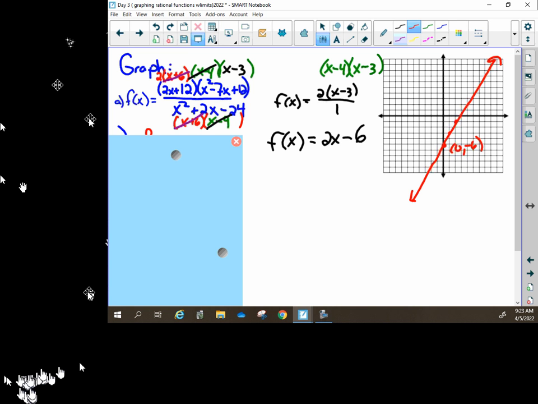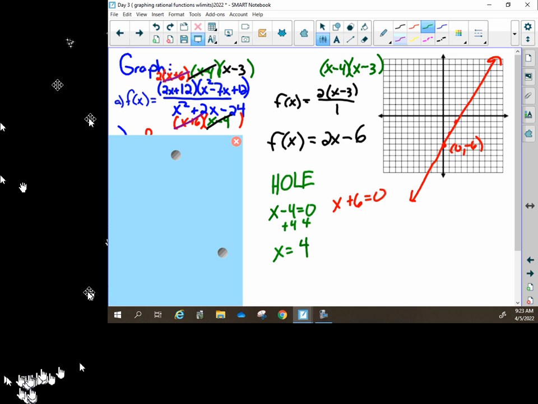But what's the biggest thing you're always going to forget? The hole. Okay, one of the holes that we have is at where x minus 4 was equal to 0. Another one of the holes that we have was where x plus 6 was equal to 0. So the biggest issue that I have right here is I want to label this hole.